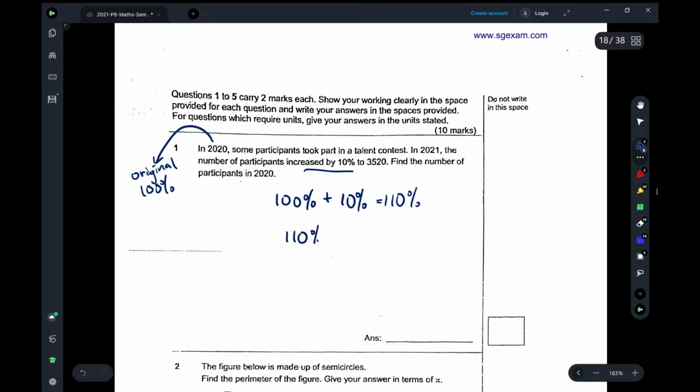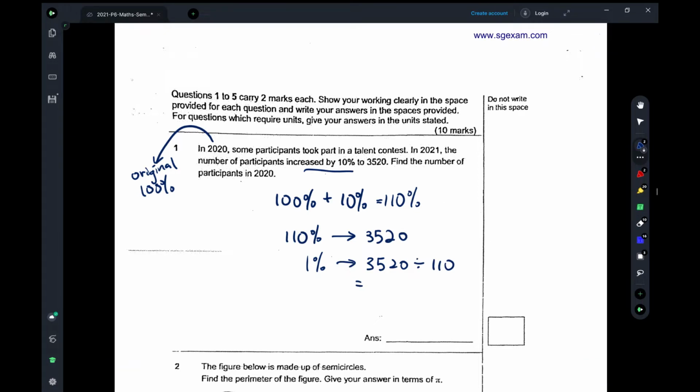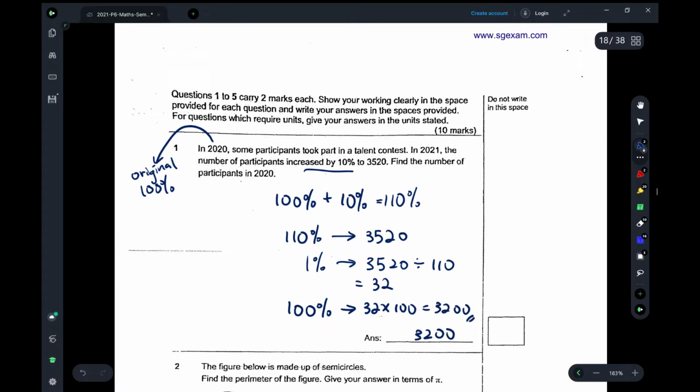So we can equate it to this. Find 1%. This is the foolproof method. If you are quick, you can find 10% and then find 100%. Paper 2, you can use a calculator. So this is 32. They want to find the participants in 2020, which is the original, 100%. So times 100 is equal to 3200. So this is the answer for our first question.